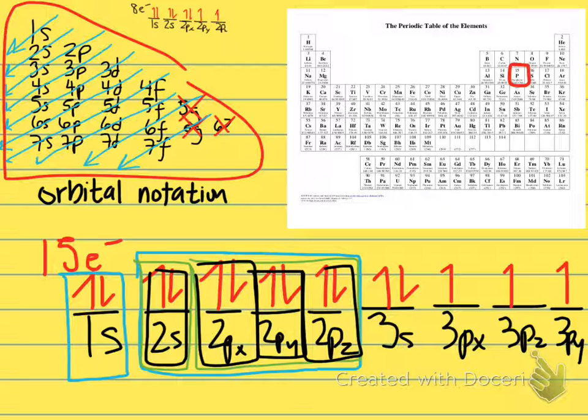Okay, on the 3s, or on the 3, are we showing the whole third energy level? No. What are we missing from the third energy level? D's. We're not showing the D's. We haven't gotten to the D's yet.